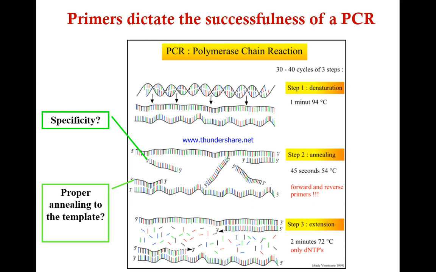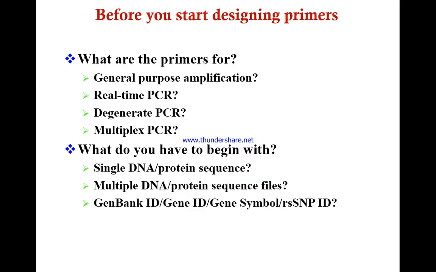Primers should be specific. Before you start designing primers, keep these questions in your mind. What are the primers for? General purpose amplification, real-time PCR, degenerate PCR, multiplex PCR. So let me clear one thing: if you want to know what real-time PCR, general purpose PCR, degenerate PCR and multiplex PCR are, then ask me in the comments. I will make videos for that also.